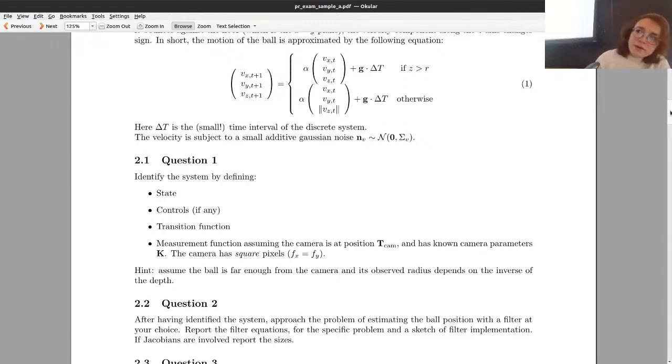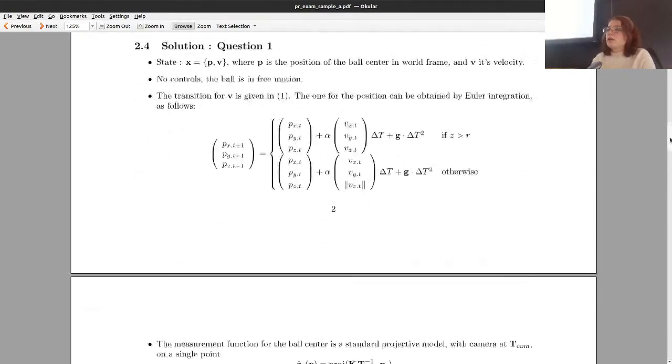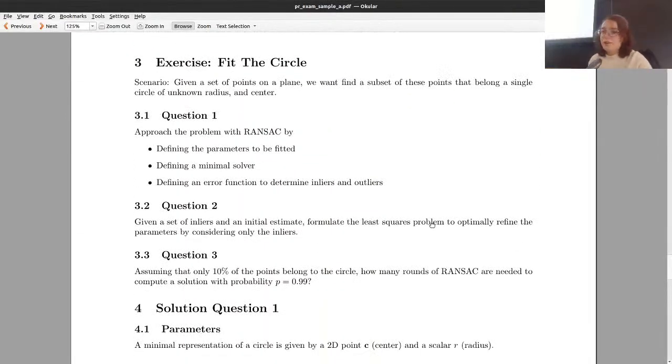But please at home have a look, and if you have any doubts, just write an email. So, okay, here we are with the exercise fit the circle, talking about RANSAC. May I ask you to move there, otherwise I cannot see you. Because you are only three, and I have a monitor that doesn't allow me to. Okay, so it's easier for me. Okay, thank you.